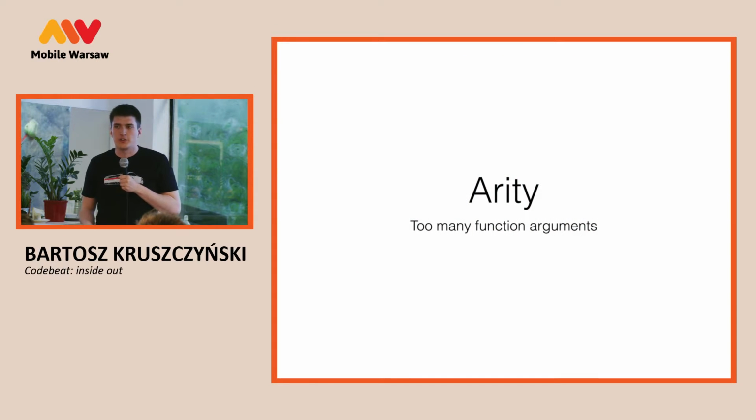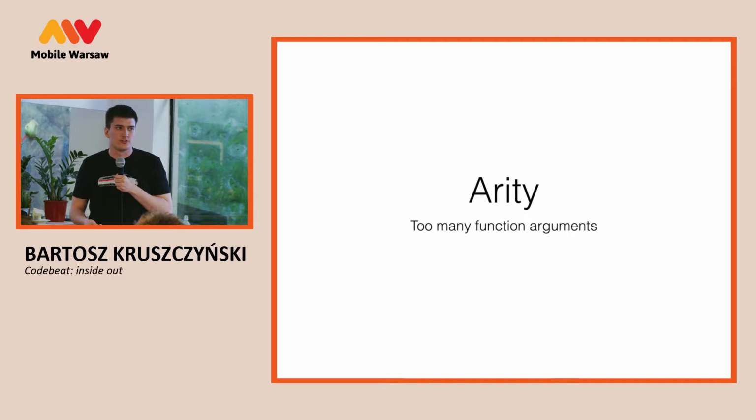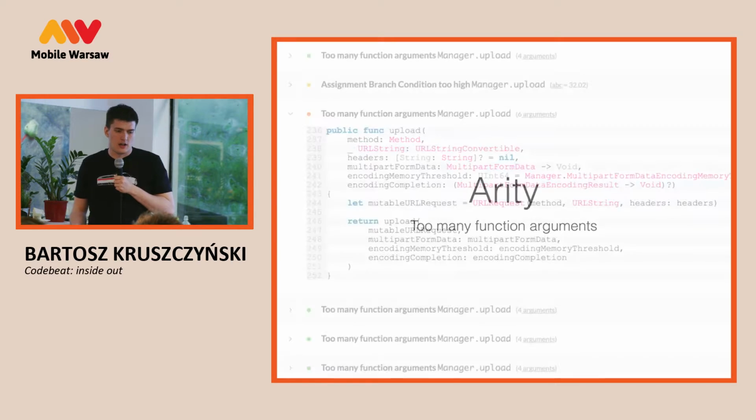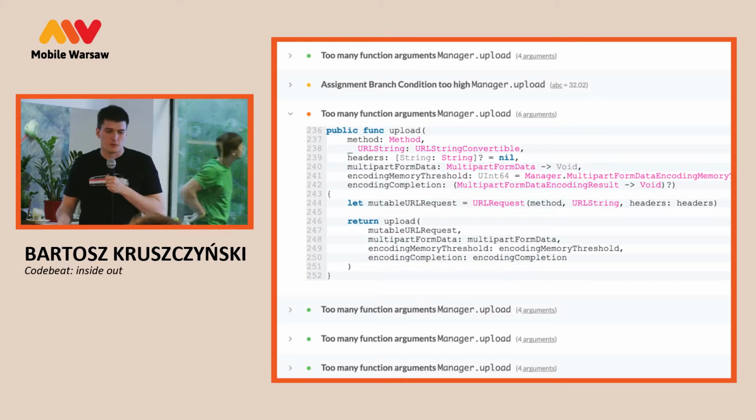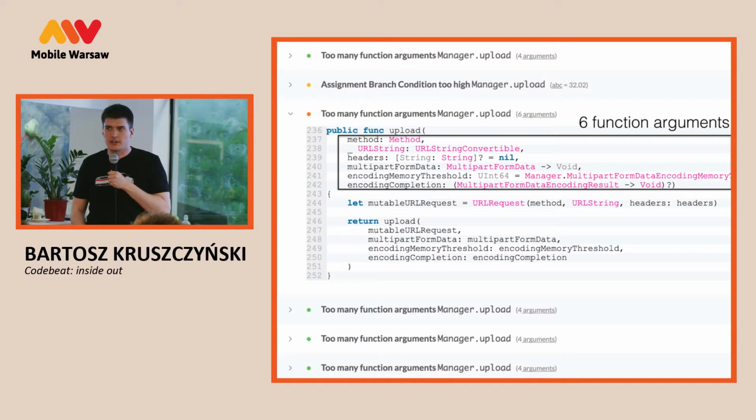Another issue we collect is arity, so that's the amount of arguments passed to a function. That's pretty simple. The fewer arguments, the simpler the function is. And so we have an example again from Alamofire. We have 6 function arguments, and that means that the method is too complicated.